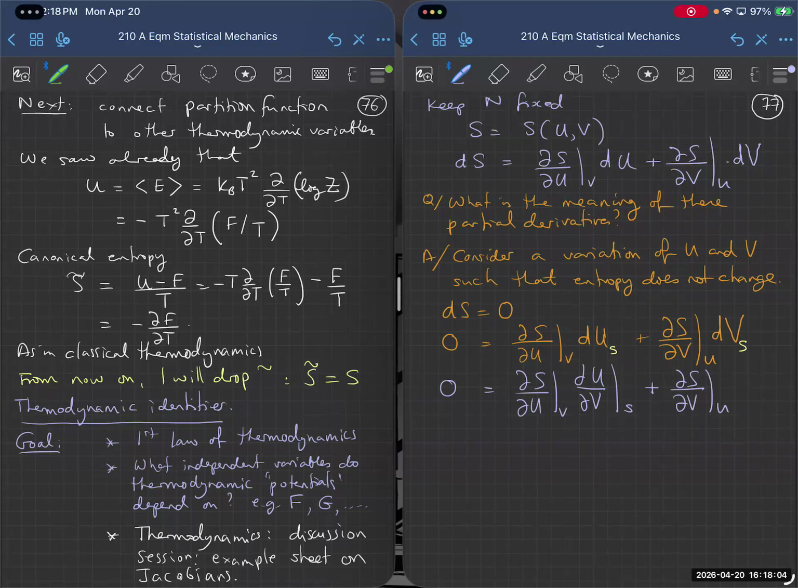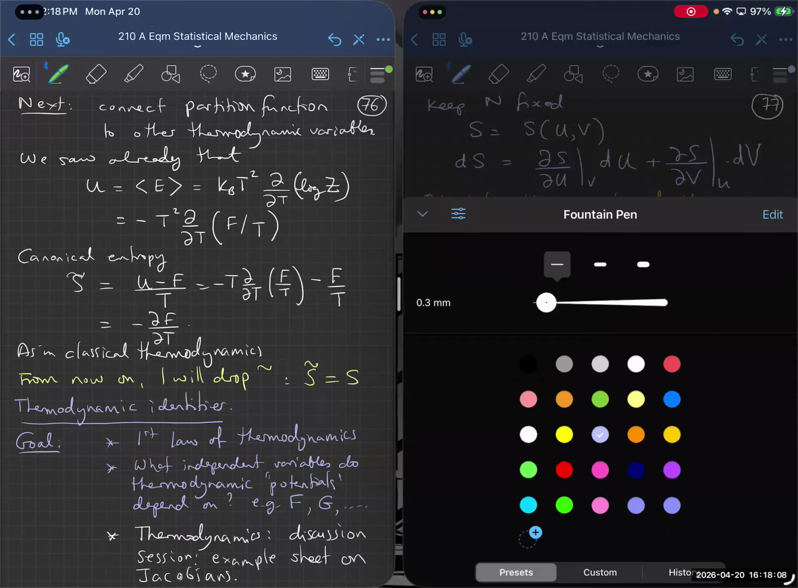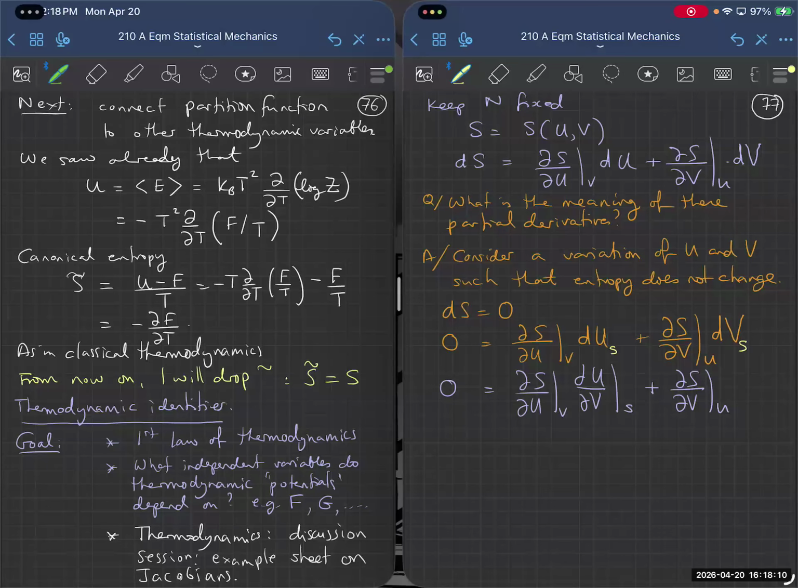So that is just from calculus. Now, why do we do this? Well, we have an interpretation for one of these variables. Which one do we have an interpretation for? Well, it is this one. This one, we know that is what our definition is of temperature, or more precisely, 1 over temperature. So that's 1 over temperature.